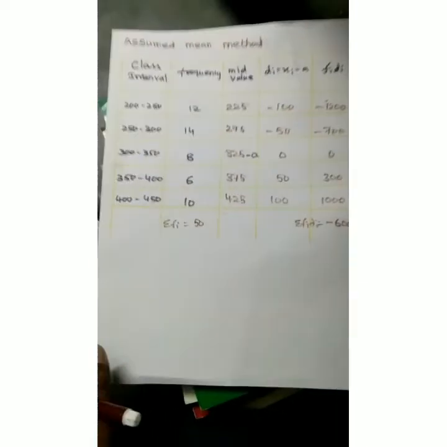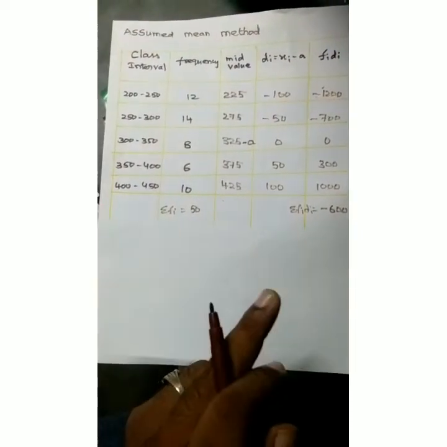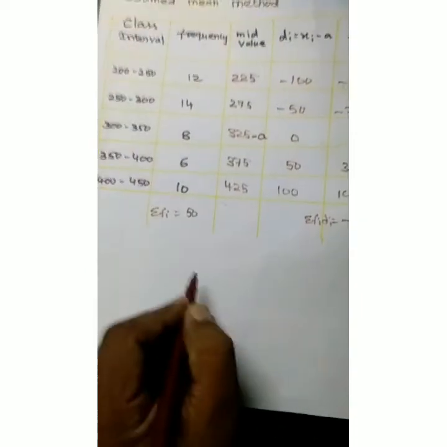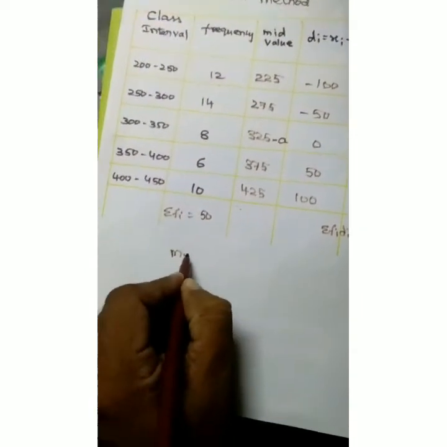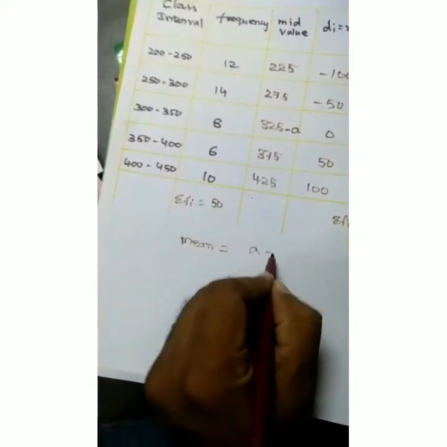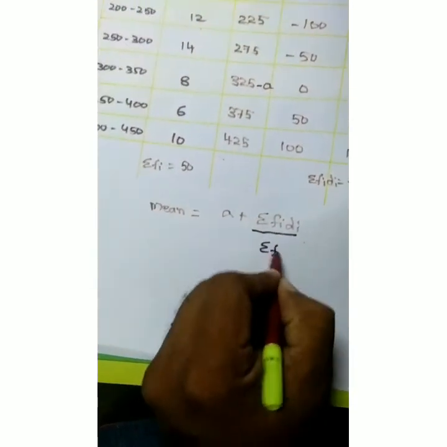See, once again see the table. Class interval, frequency, mid value, deviation and fi di. Now we find the mean. Mean is given by the formula a plus sigma fi di by sigma fi.